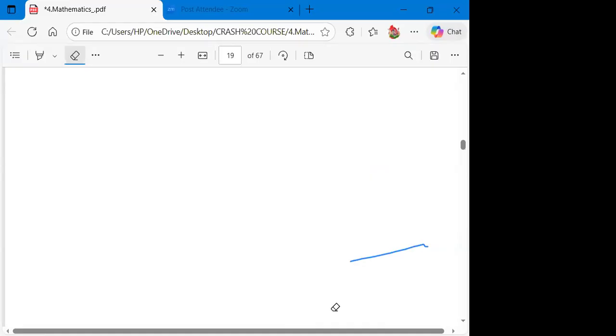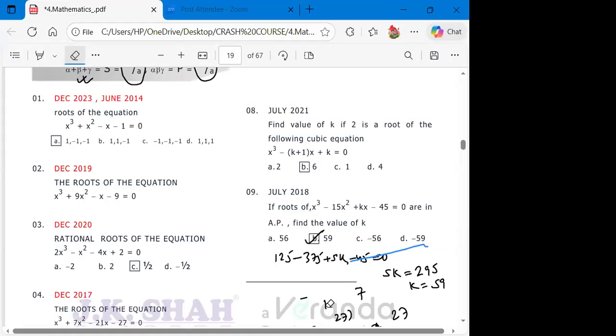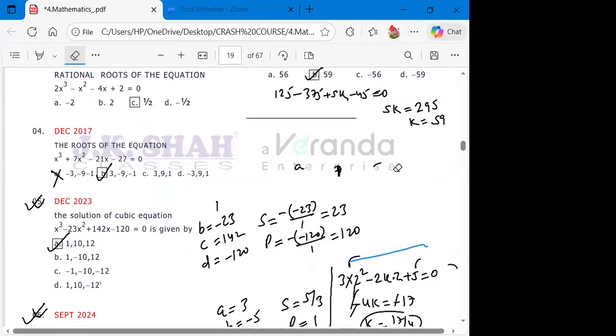Have you all completed this 9th one? Now you have to pay attention to the board so that you understand what's the actual process for finding the root of a cubic equation. Options are there, but still the question is there. So I'm showing the solution.